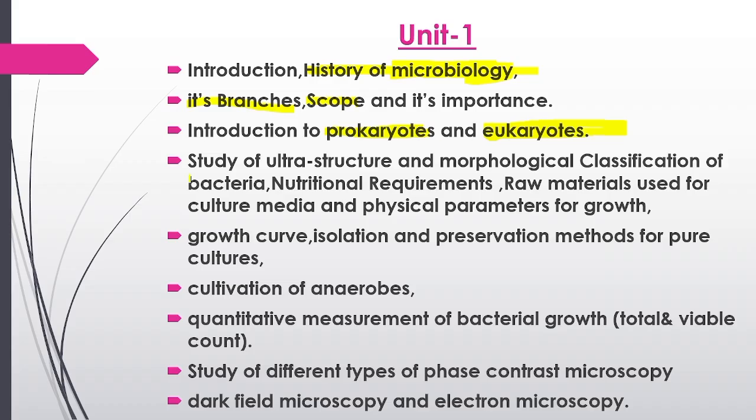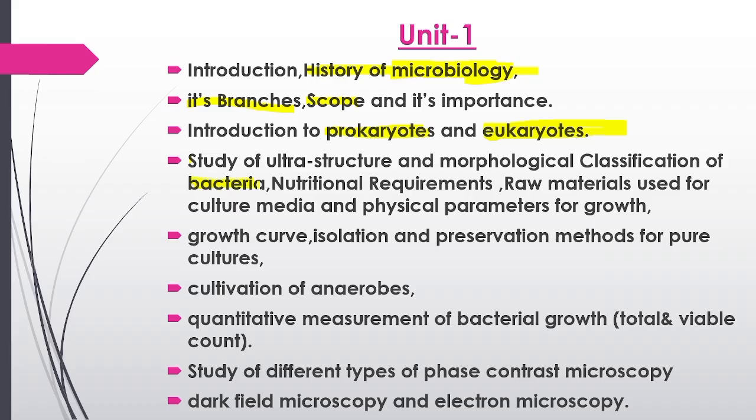Next, the fourth topic in the first unit is the study of ultrastructure and morphological classification of bacteria. How we need to identify bacteria based on their structure. Okay, first of all, what are the membranes? Some bacteria contain membranes. And first we need to know what bacteria is. Bacteria is a type of single-celled organism present throughout the earth. This is called bacteria.